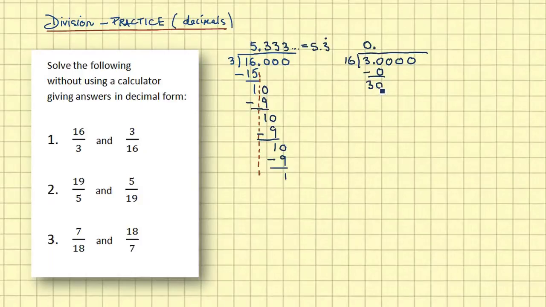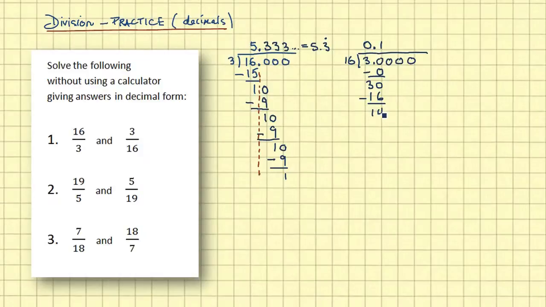So 16 into 30, well, only 1 16 will get us to 30 or below. So if we had 2 16s, obviously it would be 32. So it's going to be just 1 up here. So 1 times 16 gives us 16. And subtract the 16 from the 30 gives us 14 now. Okay, it's actually, of course, 1.4, but we just think of it as 14 at this stage.